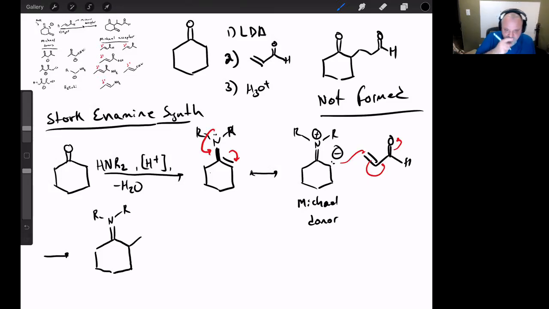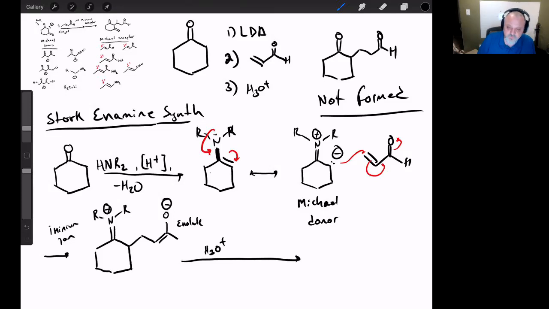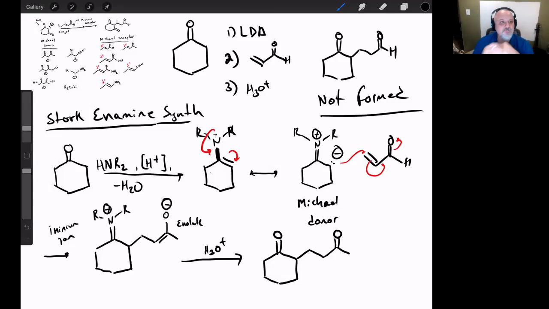So here's something that looks a lot like an iminium ion. There's iminium ions back at you. So here's the iminium ion. And here's the enolate ion over here. And what happens if we take both of these things and we react them with some acid? Well, we know that the iminium ion will reform a carbonyl group, and the enolate will form an enol, and the enol will tautomerize back to a ketone.